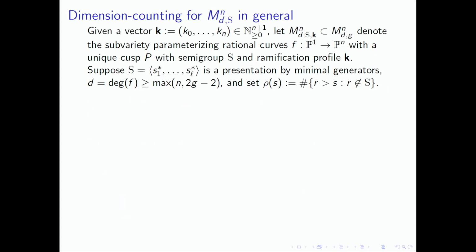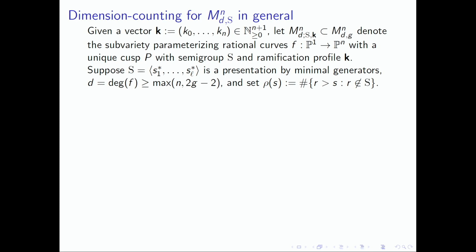Okay, so in the time that's remaining, I want to say something about how dimension counting should work in general, and this will also hopefully get to the supersymmetric case and also the connection with lattice point counting for polytopes. So in general, what we're going to do is try to compute a codimension for Mn, D, S, and K, where we fix the ramification type. And the recipe is going to be prescribed by the following ingredients.